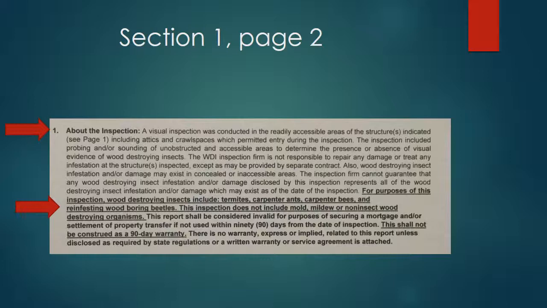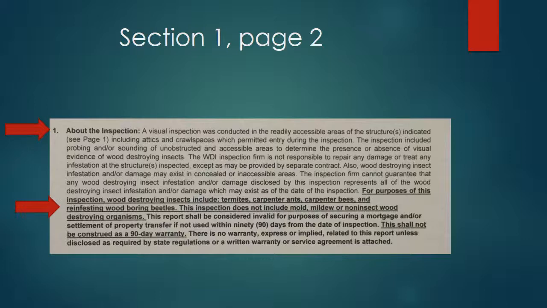The inspection included probing and or sounding of unobstructed and accessible areas to determine the presence or absence of visible evidence of wood-destroying insects. The wood-destroying insect inspection firm is not responsible to repair any damage or treat any infestation at the structures inspected, except as may be provided in a separate contract.